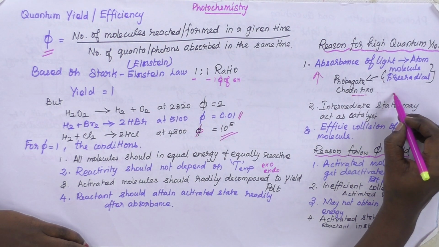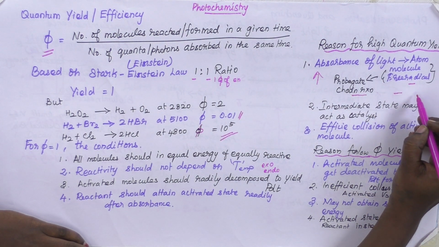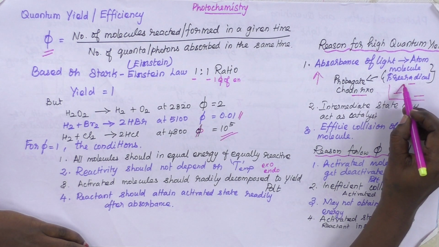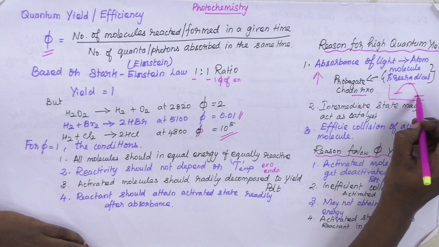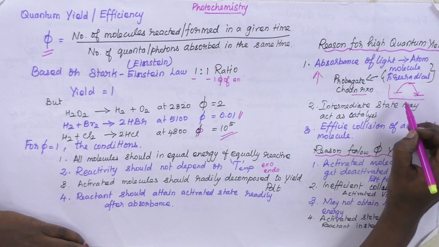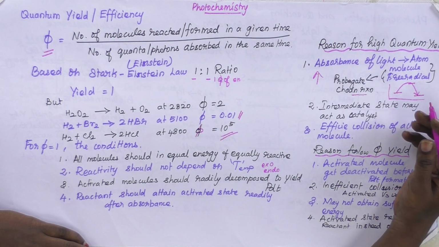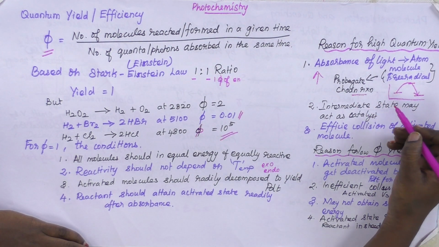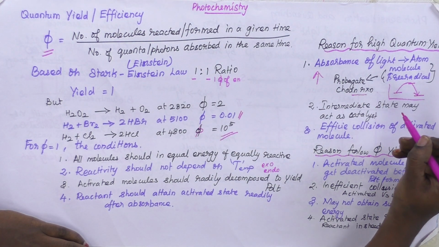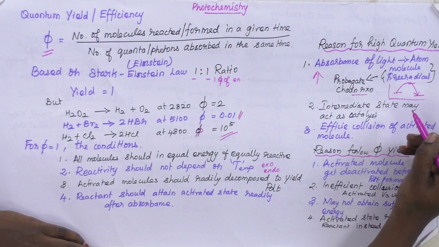The second reason is that the intermediate state acts as a catalyst. For example, if a reactant is there, an intermediate is there and a product is there, this is the energy level diagram. The reactant moves to an activated state which leads to the product, and this intermediate state may act as a catalyst, or it may have some energy that leads further.